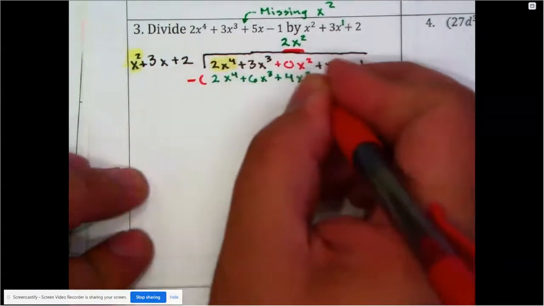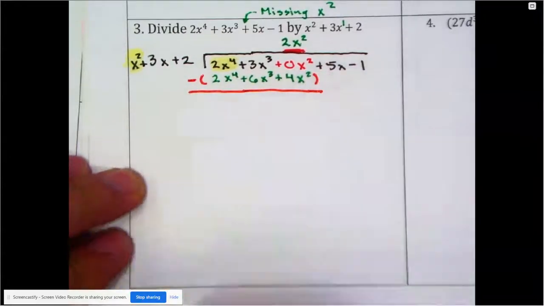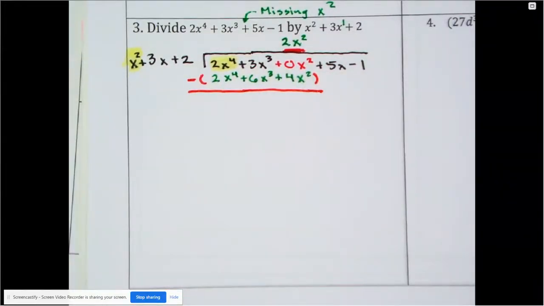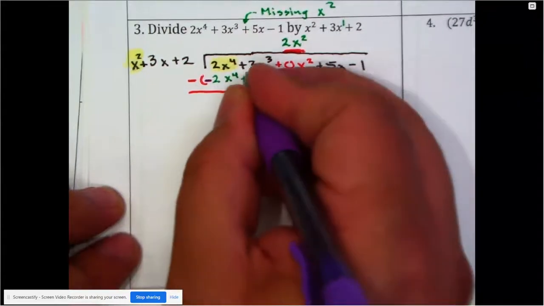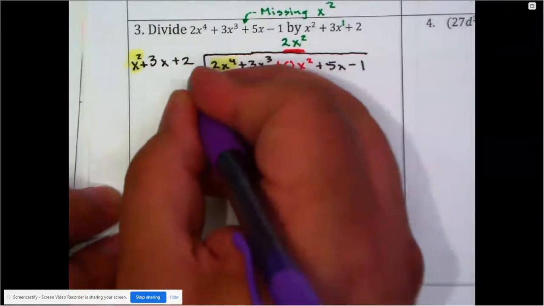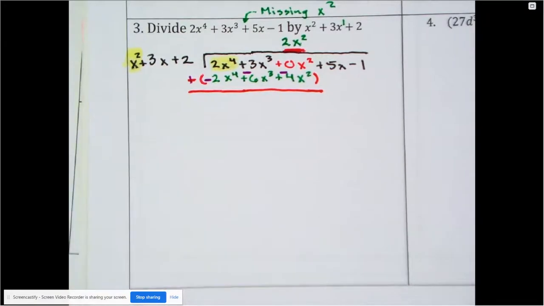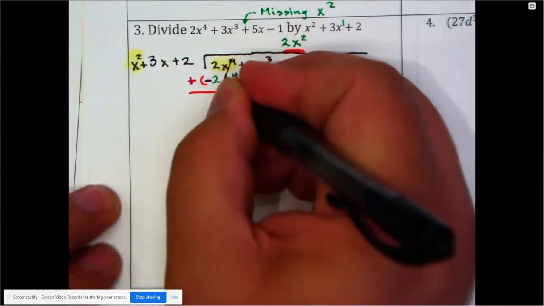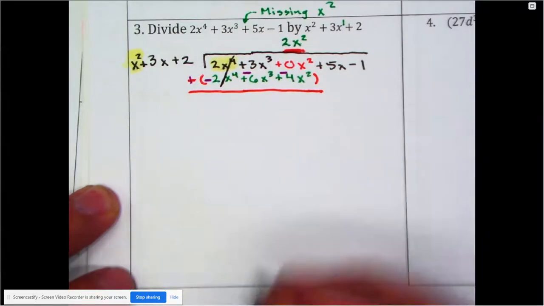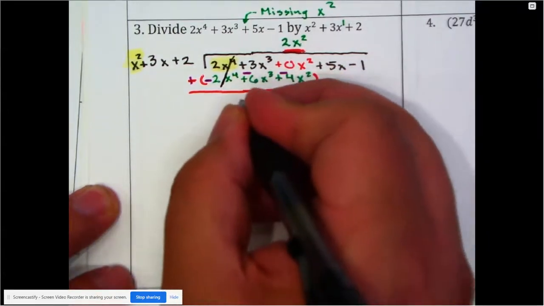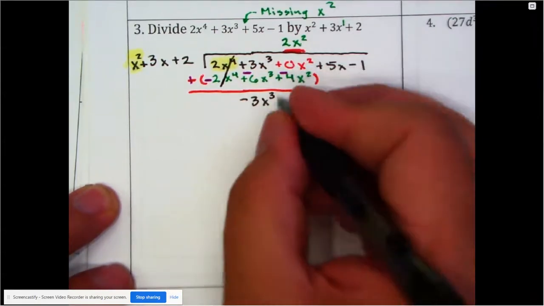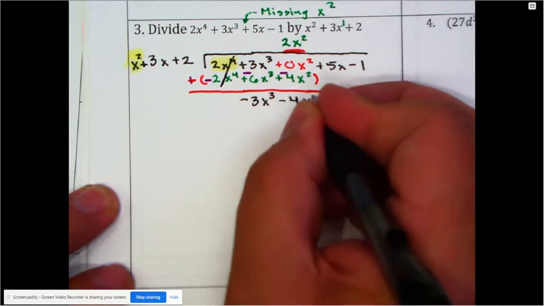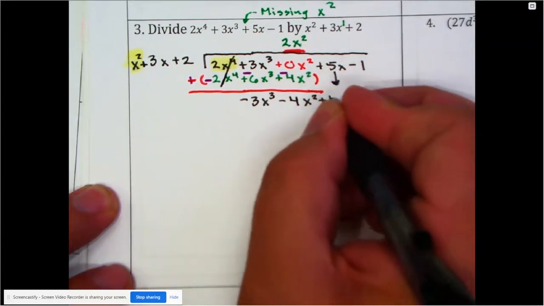And of course, I'm going to subtract. I'm going to subtract these values. Subtracting means I'm going to go in and change every sign I see. So this becomes a minus. This becomes a minus. This becomes a minus. There, I distributed that negative. My 2x to the fourth are gone, which is why we wanted a perfect match. 3 and negative 6 is negative 3 x to the third, continue that line up. 0 and negative 4 continues to be a negative 4x squared. And we bring down the 5x.